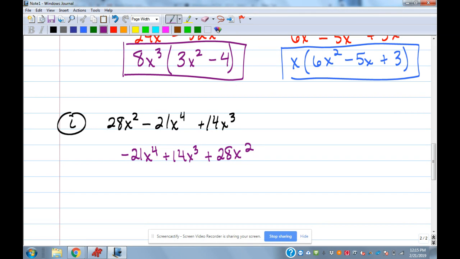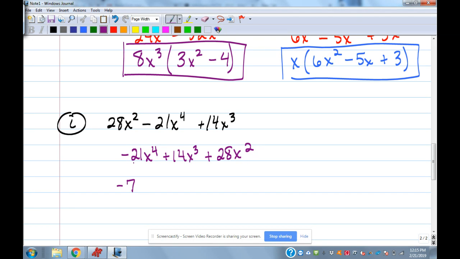14 could go into 14, right? 14 goes into 28, so 2 out of 3. But 21, it doesn't go into it evenly. So 7's the biggest one we got. So when we pull that 7, because this one in front was negative, we're going to make a negative 7 out of it.